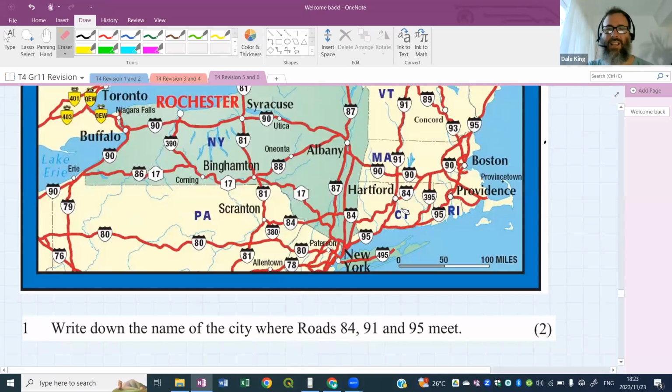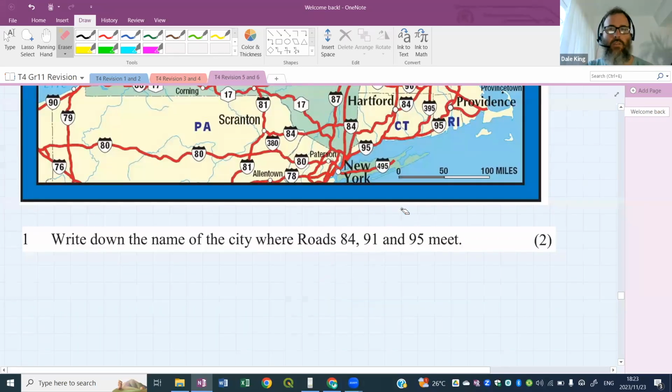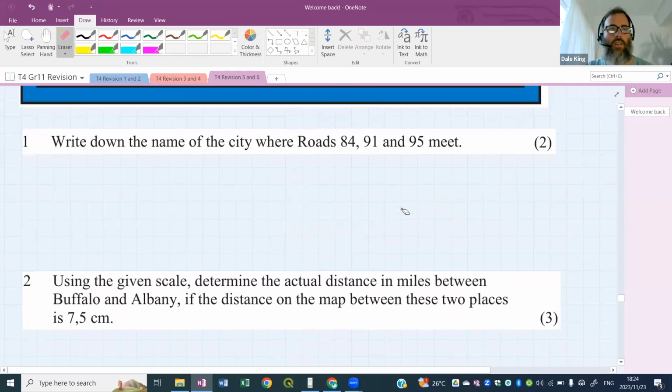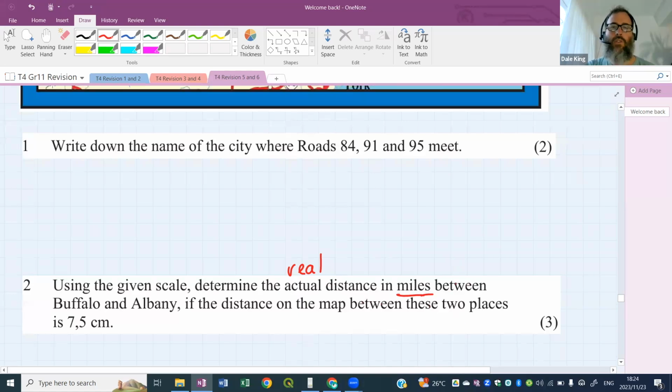It's just some calculations for scale, but it's not hardly any calculations in this section, eh? All right, question number 2. Using the given scale, determine the actual distance. Now here, instead of real, they say actual, but these mean the same thing. Real or actual distance in miles, we don't really use miles, but we're going to today, between Buffalo and Albany. If the distance on the map between these two places is 7.5 centimeters.